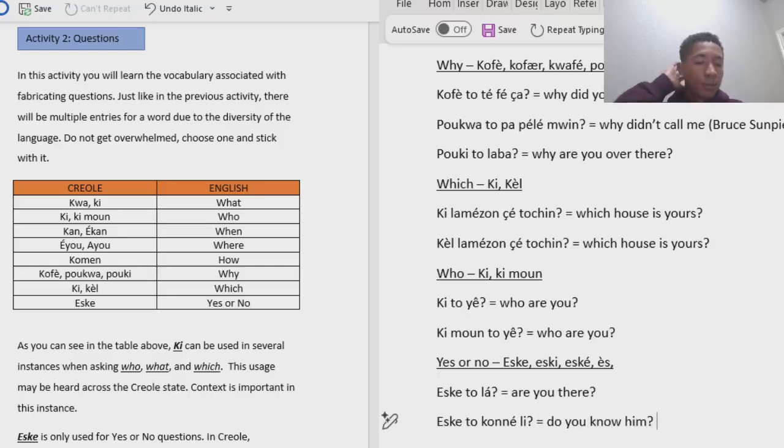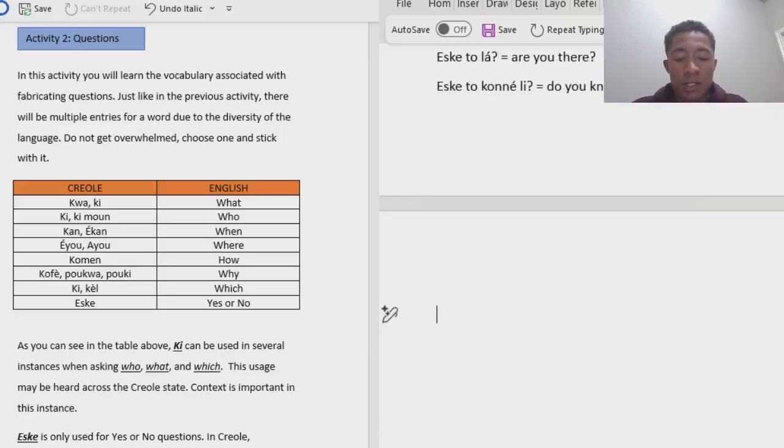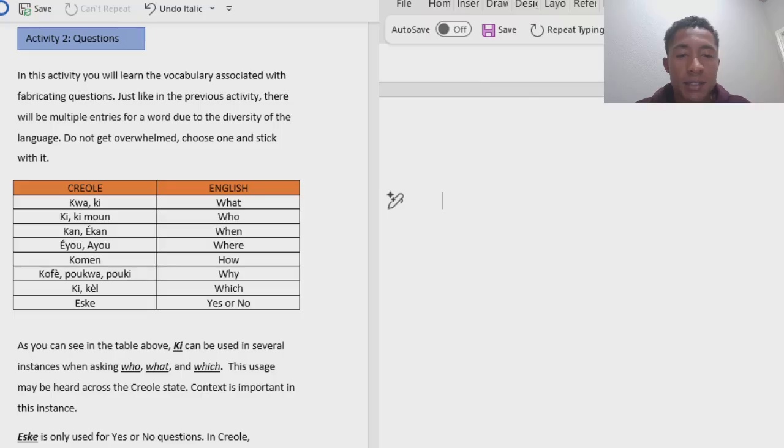Now, if you're coming from the English language, which most of you are, or coming from the French language, which some of you are, you might think that we're able to invert questions, such as, did you do that?